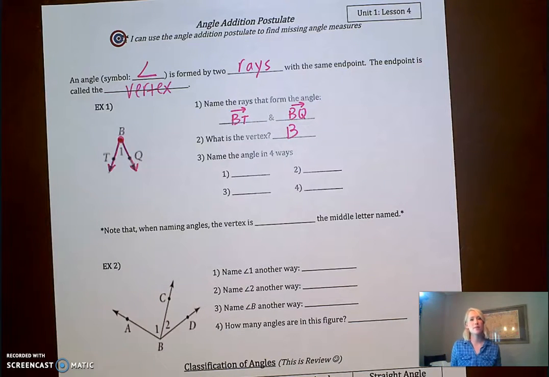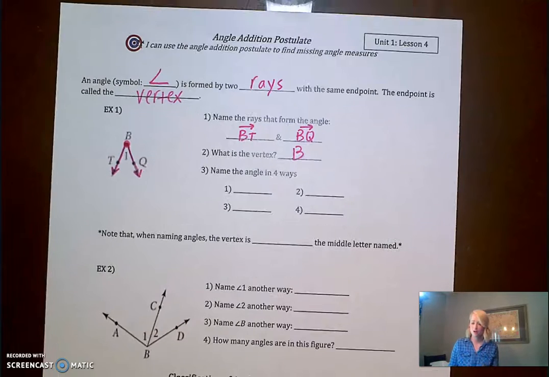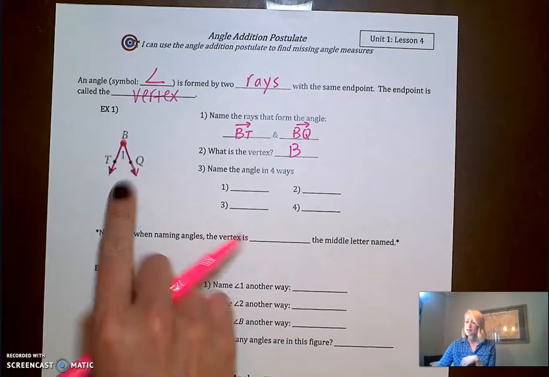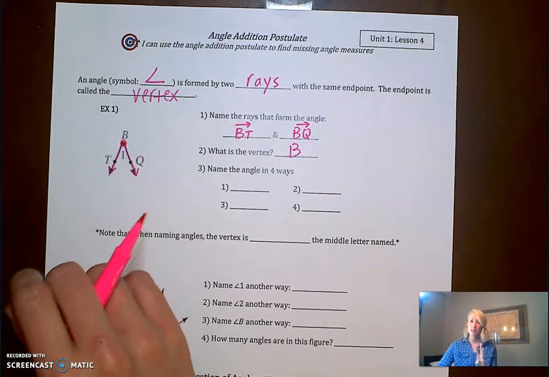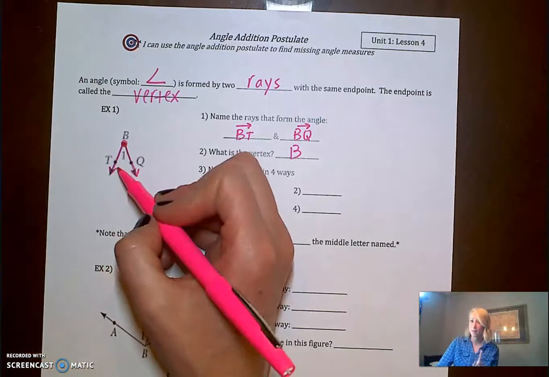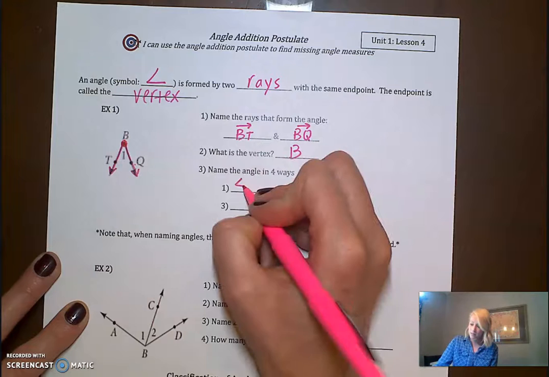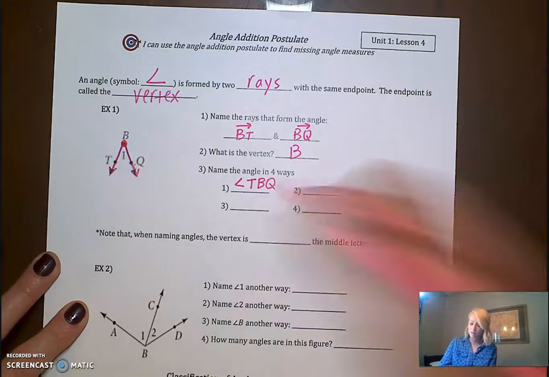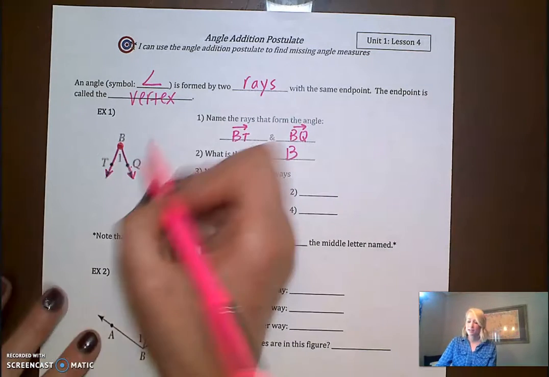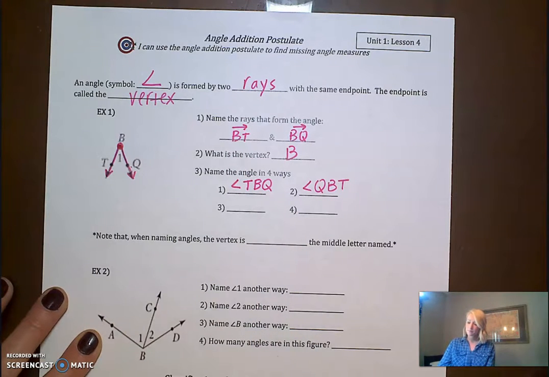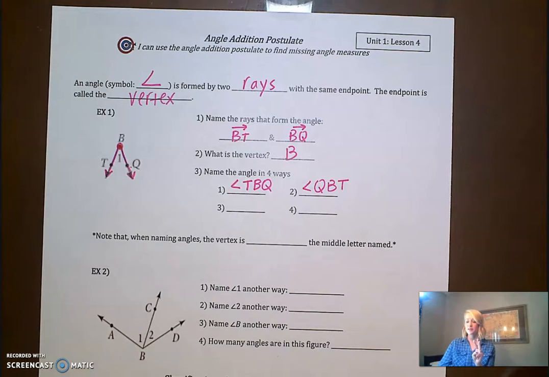We talked about in the first couple lessons how important naming is in geometry. It applies to angles as well. You'll be asked to name angles on a lot of questions. There's actually 4 ways to name this angle right here. It is always safe to use 3 letters when you name an angle. So if I were to do that, here's what that would look like. I could name this angle TBQ, and I'm going to use the angle symbol. I could go the other way and say QBT. So there's 2 ways to name it with 3 letters.